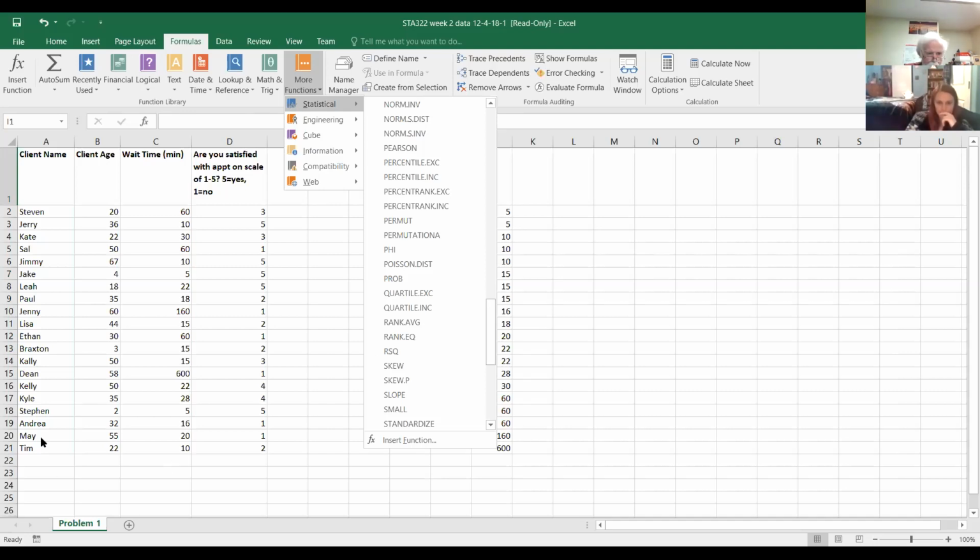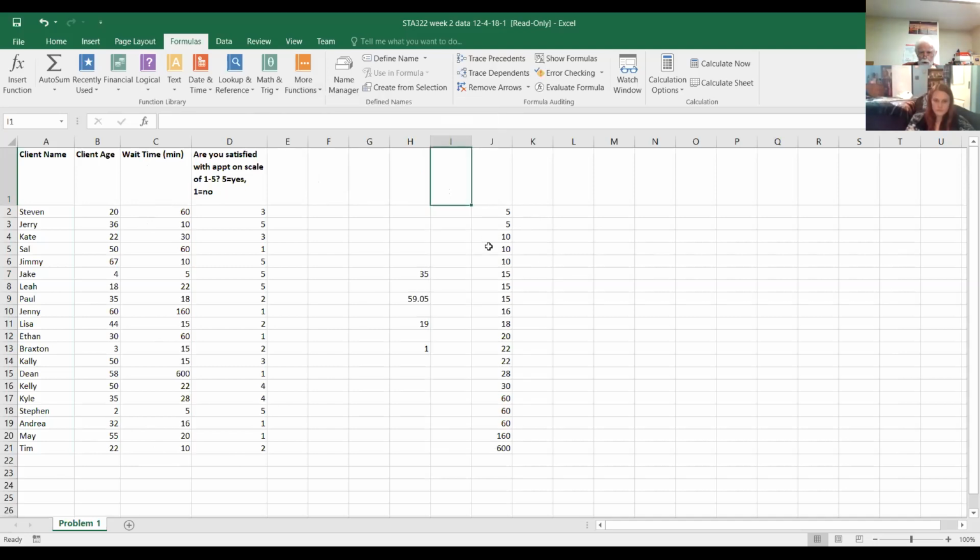So if we look at something and divide it up into quarters, let's just take a look at the wait time. We have 20 data points, so each quarter is going to be 5 of those data points. So the first quarter will comprise these 5, the 5s and the 10s. The second quarter will comprise 15, 15, 15, 16, 18. And that ends the midpoint here between data point 10 and 11, which is also the median.